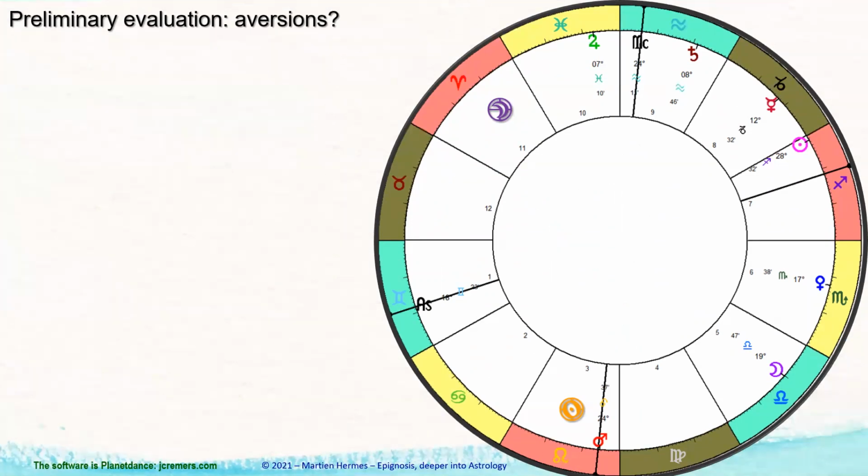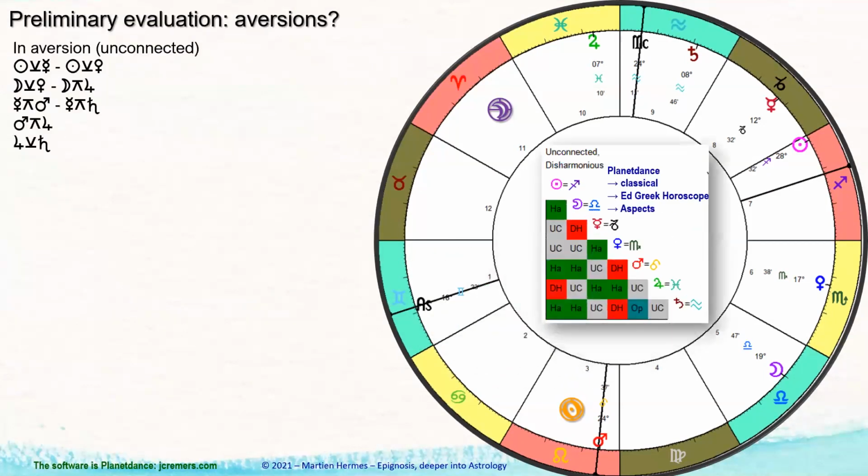Okay, now another important thing to evaluate in this method is the aversions between certain images and certain rulers of images. So when we look at this scheme in the middle of the chart, you see again the planet dance version of it. And you can see there are quite some planets that are unconnected with each other, which means that whenever these periods follow one another, they indicate certain breaches with the previous period, simply because there are no relations between them.